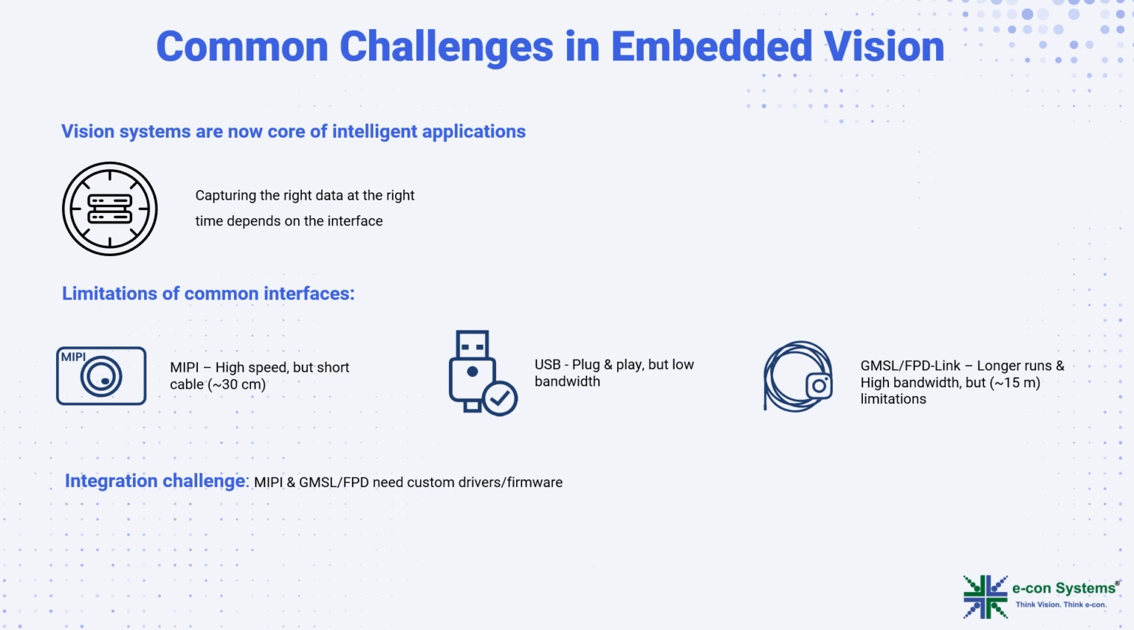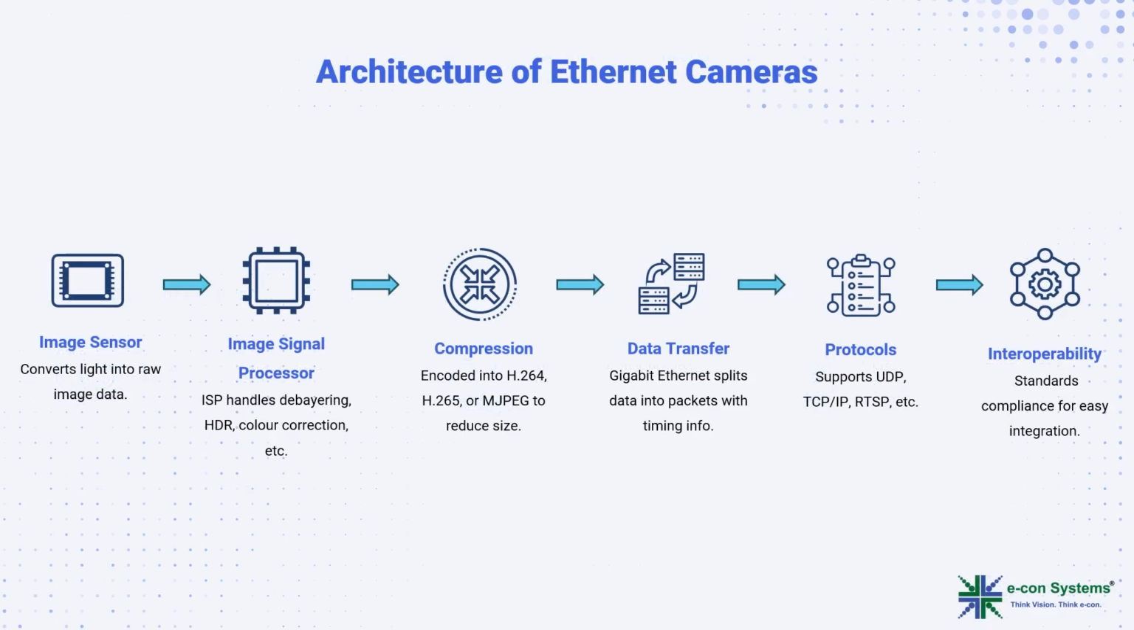Exactly, you can see year on year more users choosing gigabit Ethernet as their primary camera interface. It is becoming the one common standard interface that's shaping the future of embedded vision applications. Before going into more detail, let's have a quick idea about how the architecture of an Ethernet camera is designed.